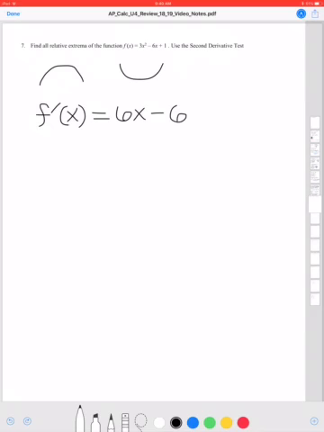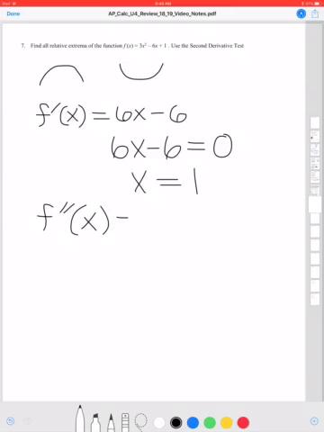And, well, let's find the critical points first. So critical points, anywhere where the derivative is 0 or undefined, is going to be a possible max or min. So if we set this equal to 0, add 6 to both sides, divide by 6, we only get one possible place, and that's at 1. So we need to plug in 1 to the second derivative to see what the sign is, positive or negative.